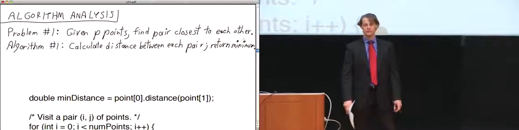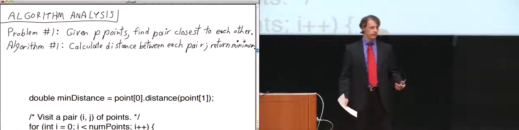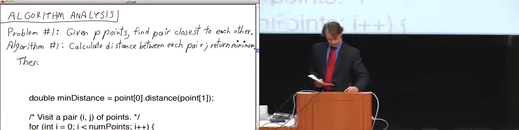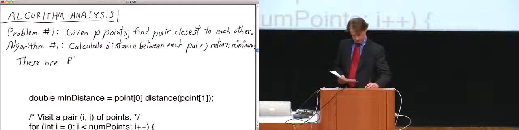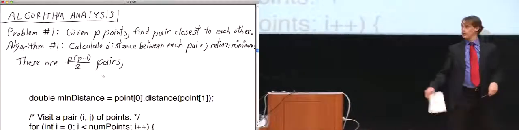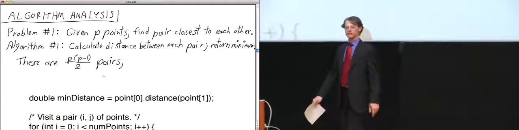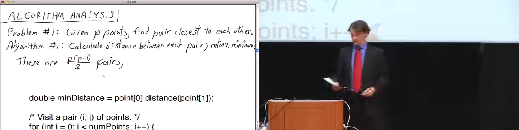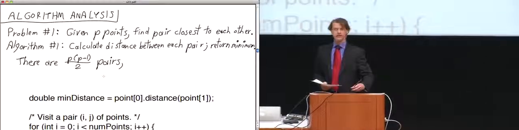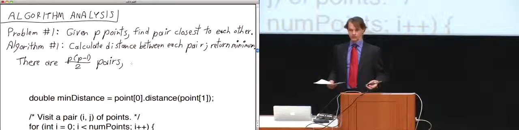So, pretty obvious algorithm. How fast does it run? Well, we're looking at every pair of points. How many pairs of points are there? That many: p times (p minus 1) divided by 2. That's how many different pairs there can be of distinct points. And each pair is going to take a constant amount of time to examine, to compute the distance between those 2 points.